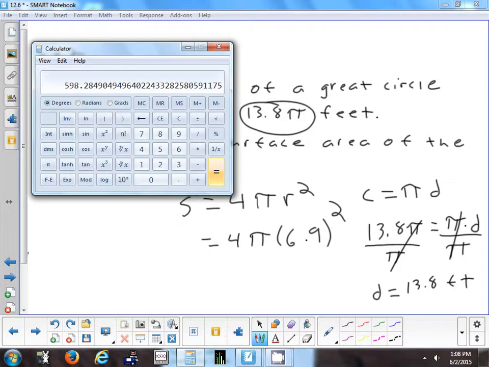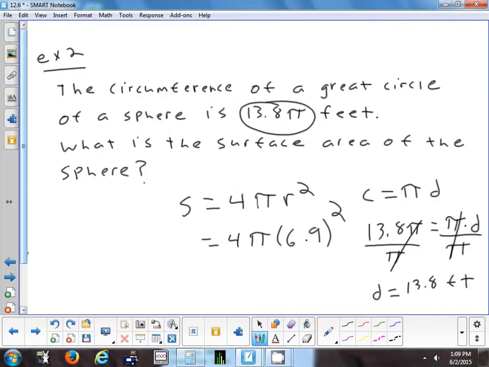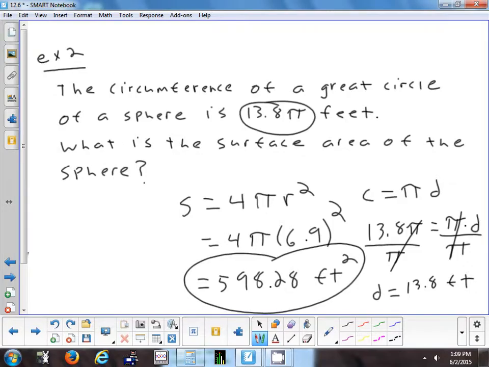Any questions on how we got the diameter or why I divided it by 2? Okay, do it out and see what we get. You know what? Don't even round it. Just leave that exact. Just hit times pi times 4. Okay, so your surface area, I mean, this is a pretty big sphere. You're talking a sphere that's almost 14 feet across. I mean, it's pretty big. So the surface area is about 598.28.